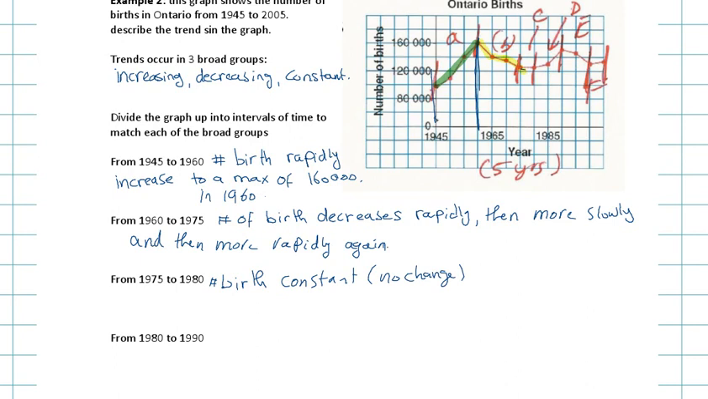Between 1980 and 1990, I'm talking about this. Slow increase, slow increase, this one. And then rapid.